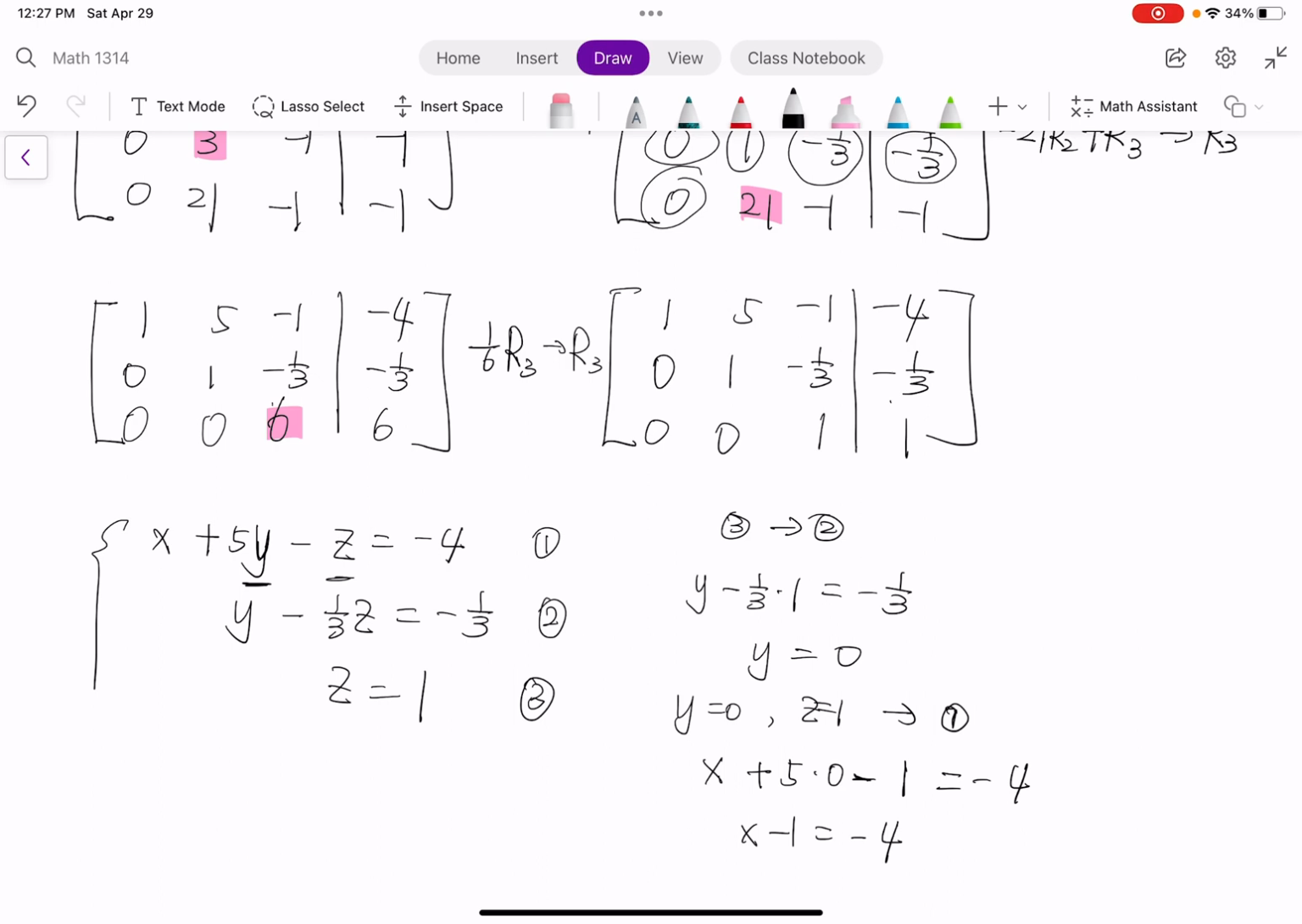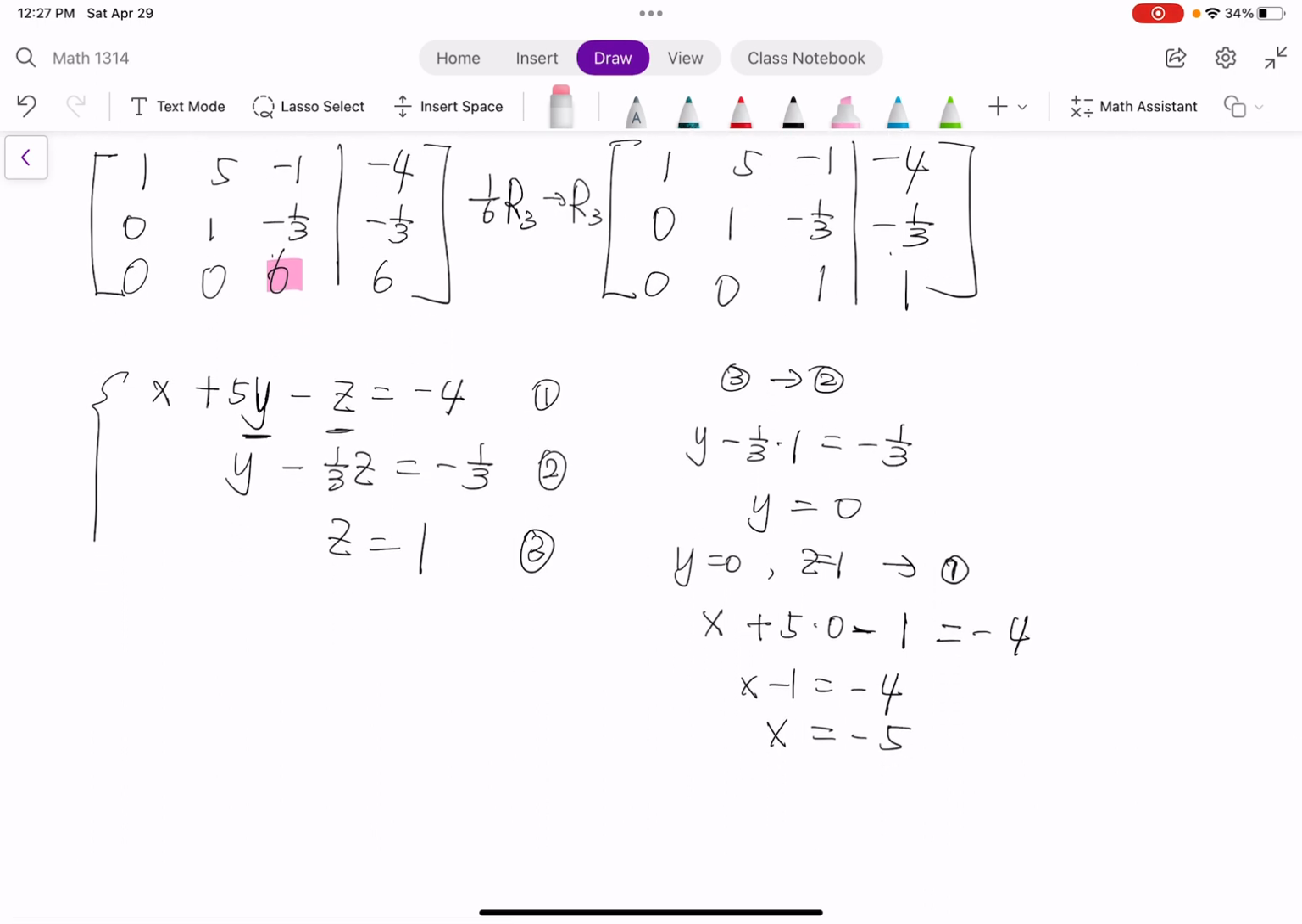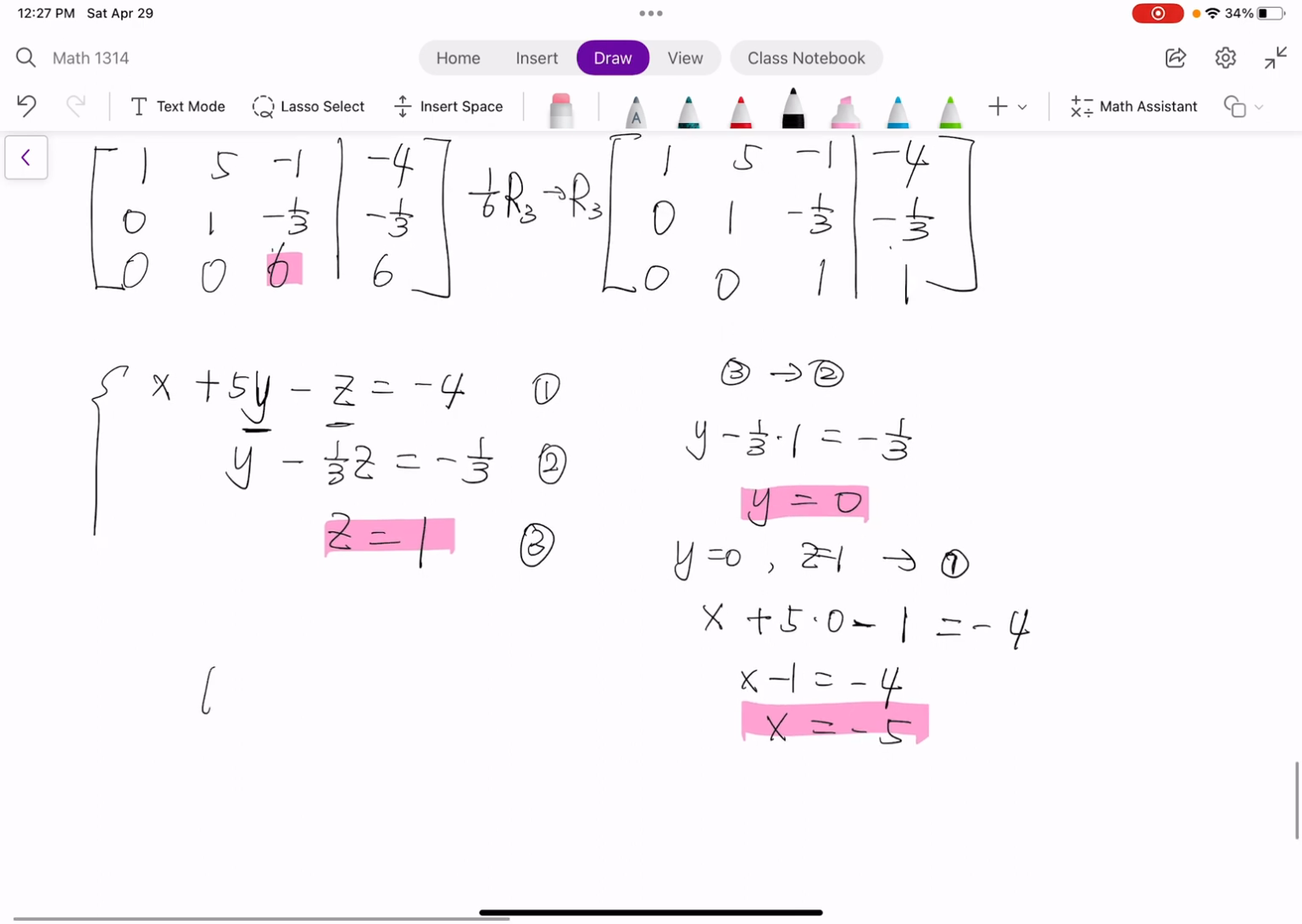So what is the x? X equals, we can subtract 1 from both sides. We have negative 5. So we got all the values for x, y, z. They are x equals negative 5, y equals 0, z equals 1. So we have these 3 solutions. We can put them in the coordinate form. It is negative 5, 0, 1.